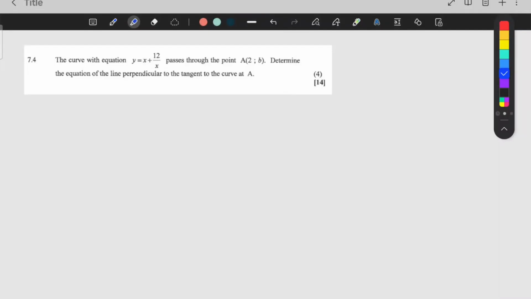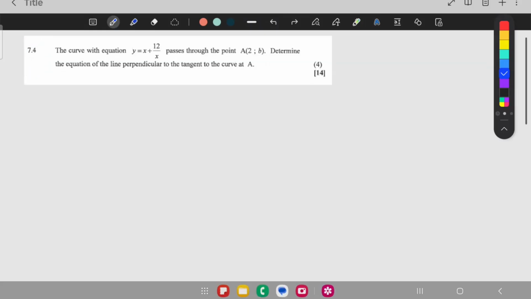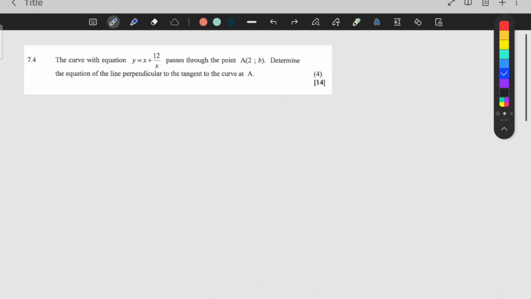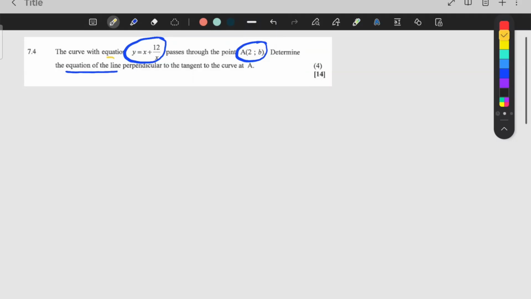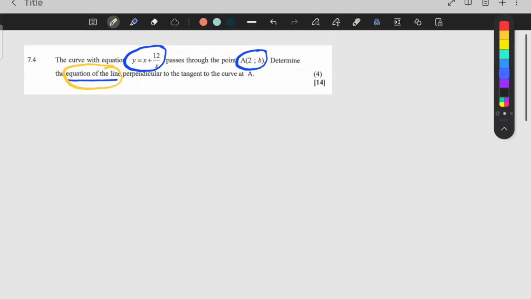Okay, let's look at our next question, 7.4. It says the curve with an equation y is equal to x plus 12 over x passes through the point A. So A is 2 and B. Then it says determine the equation of the line. So we are determining the equation of a straight line. That's our question. Then they say this line is perpendicular to the tangent.